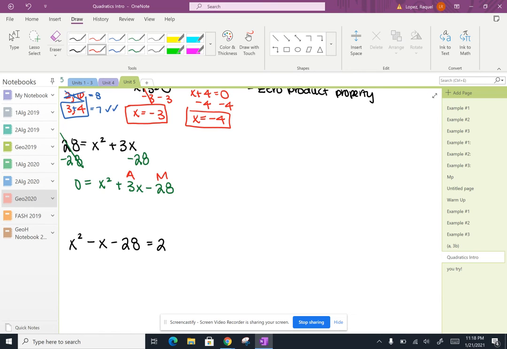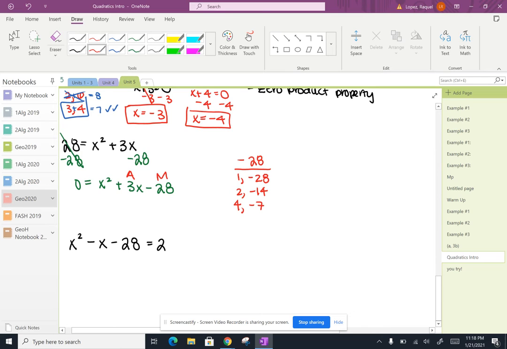Let's make a list on the side. So, a list of numbers that multiply to negative 28. 1 and negative 28. 2 and negative 14. 3 does not go into 28, but 4 does. So let's do 4 and negative 7.